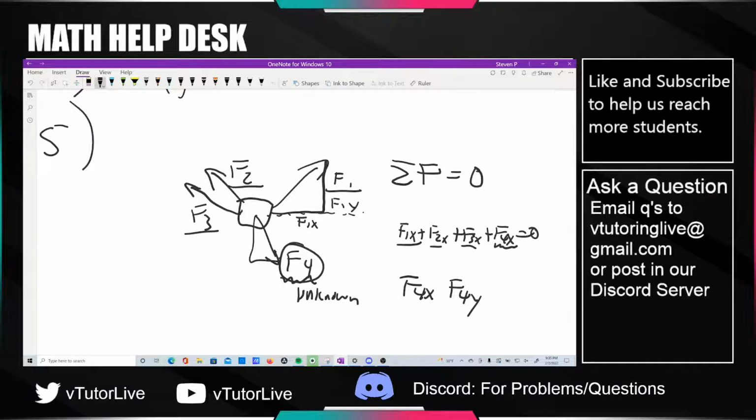Yeesh, I'm tired. Yeah, it looks like they're asking for an answer. So while it's easier to solve the problem in x and y coordinates, it looks like it's going to ask for the final answer in terms of magnitude and degrees, essentially polar coordinates.